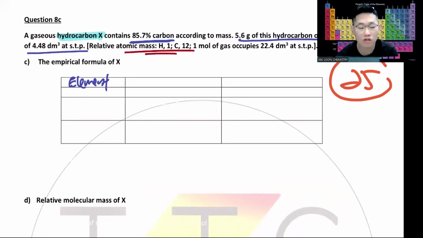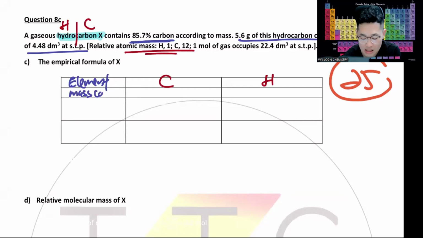Hydrocarbon means it is a combination of hydrogen and carbon. Okay, so I write carbon first and then I write hydrogen. If you put hydrogen in front, also can. But the scheme will be prepared with carbon in front because this is something that you will be learning in Form 5. So now, if you put hydrogen in front, your teacher can actually accept it. The next thing you have to do is the mass of carbon and hydrogen. Okay, guys?